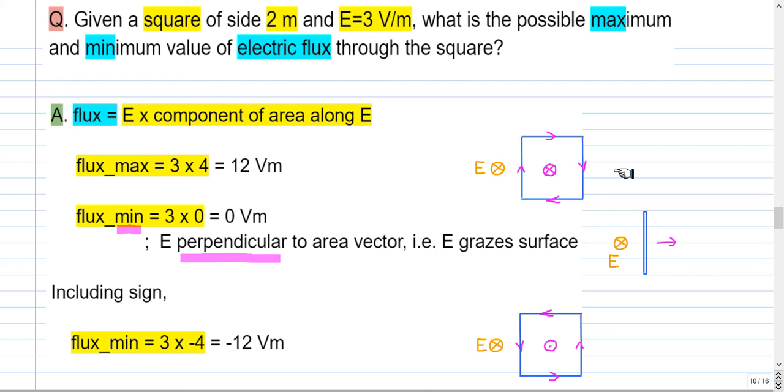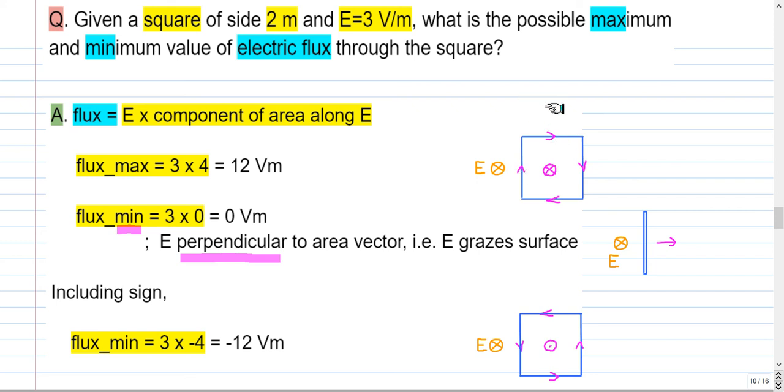So to have maximum flux, the area vector and E vector should be parallel. In that case, the area vector is drawn normal to the face. So in that situation, maximum area will be facing the electric field, and the maximum number of lines will pass through this surface. In that case, the flux will be 3 into 4, the full area facing the electric field. So it is 12 volt meter.